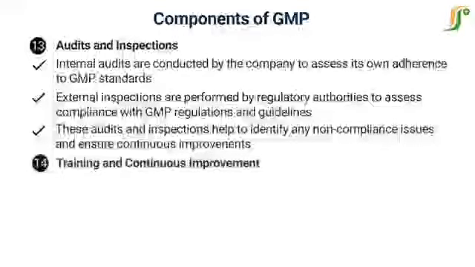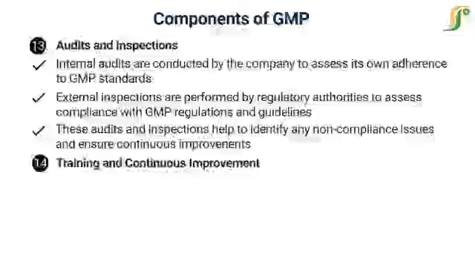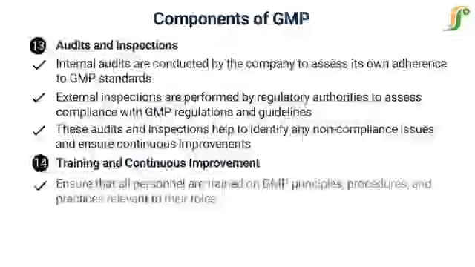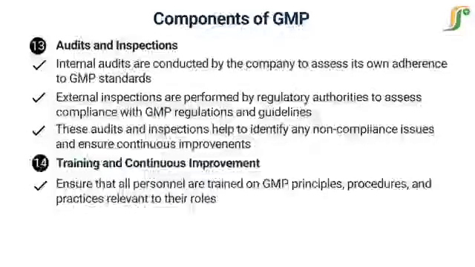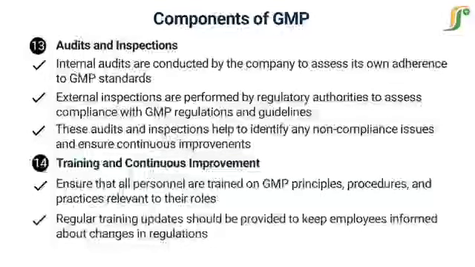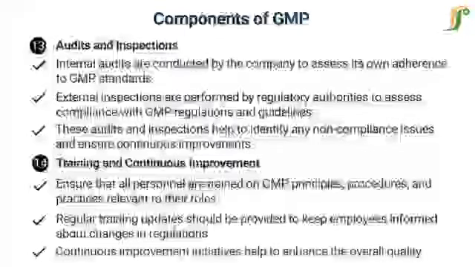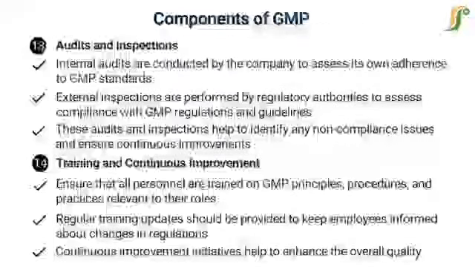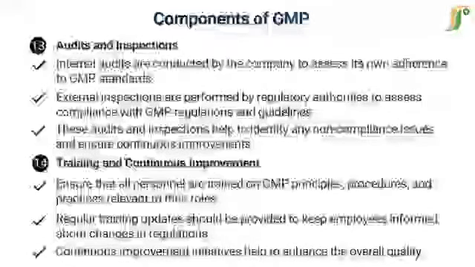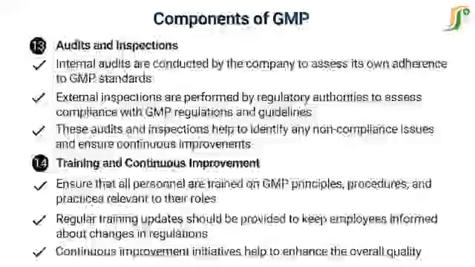14th and last one is training and continuous improvement. Training and continuous improvement are ongoing components of GMP. Adequate training programs should be in place to ensure that all personnel are trained on GMP principles, procedures, and practices relevant to their roles. Regular training updates should be provided to keep employees informed about changes in regulations and industry best practices. Continuous improvement initiatives, such as conducting quality risk assessments, implementing preventive actions, and monitoring key performance indicators, help to enhance the overall quality and compliance of the manufacturing processes.